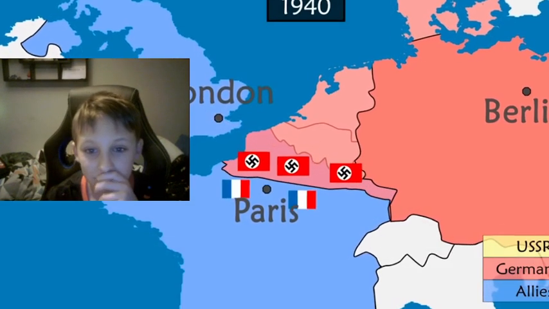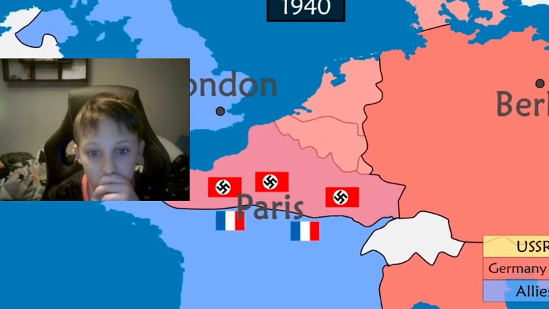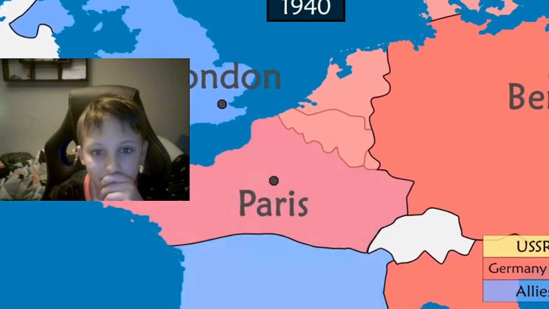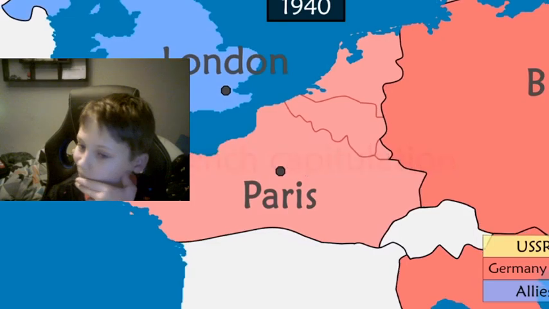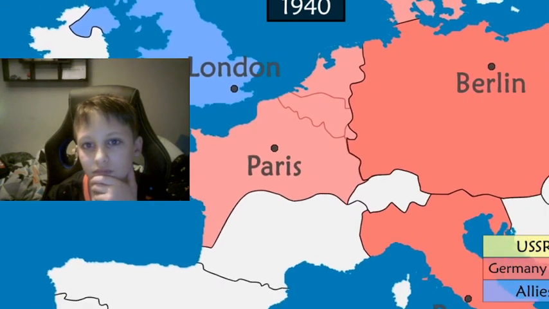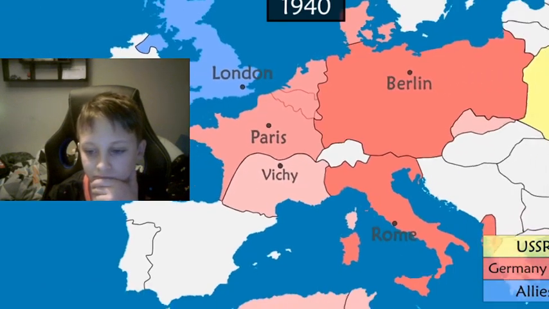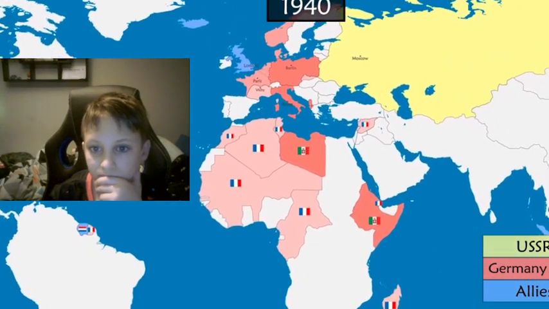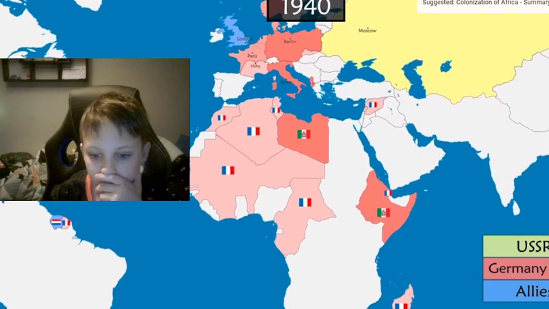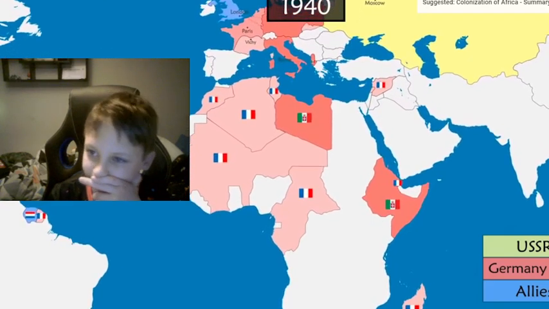The German army bears down on Paris. The French army is defeated and an armistice is signed. Germany occupies the north and west of France, leaving its other territory and colonies under the control of the new government. Germany thus has indirect control of French colonies without having to send an army there.